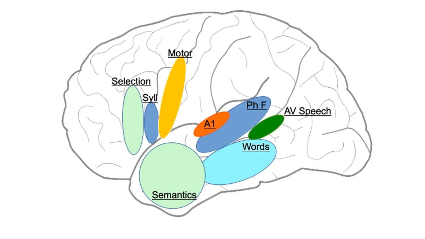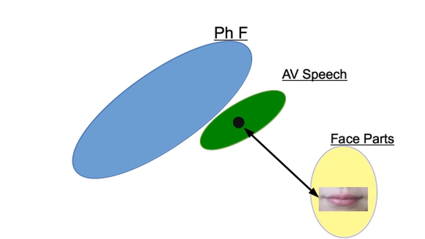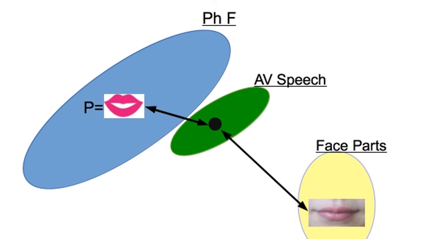Combining visual and auditory information to interpret speech is called audiovisual speech integration, and it is performed in this area. Neurons in this audiovisual speech area link observed mouth positions with the corresponding phonological feature. For example, the neuron shown as a black circle in the audiovisual speech area links neurons tuned to seeing lips together with neurons tuned to the feature place equals lips.